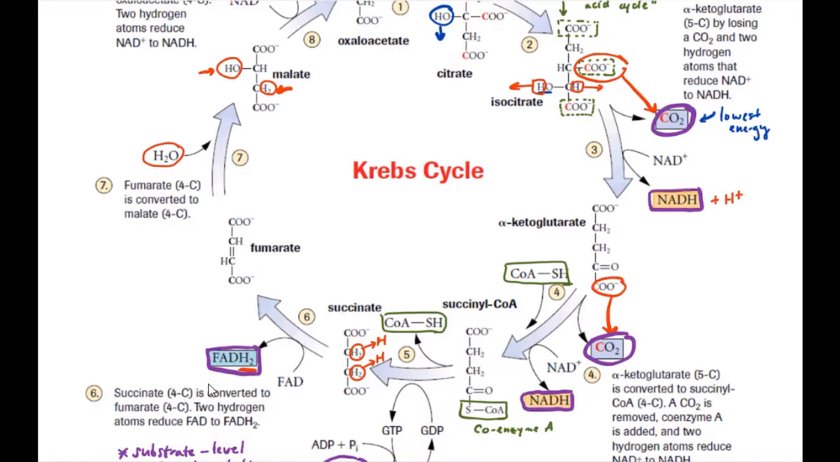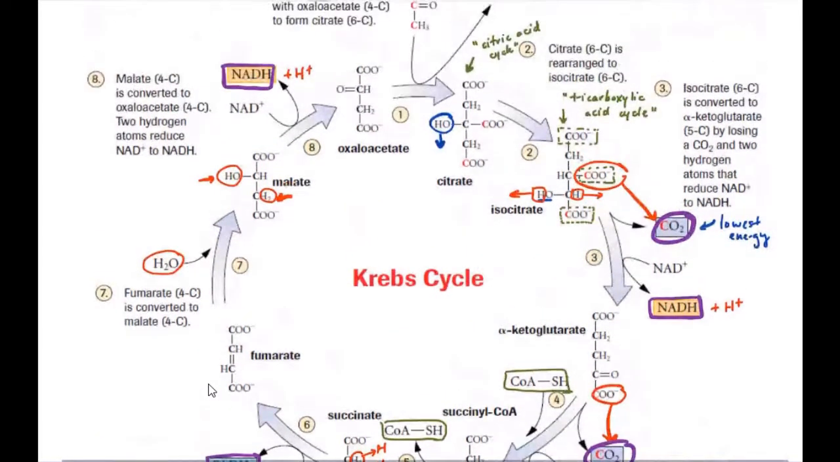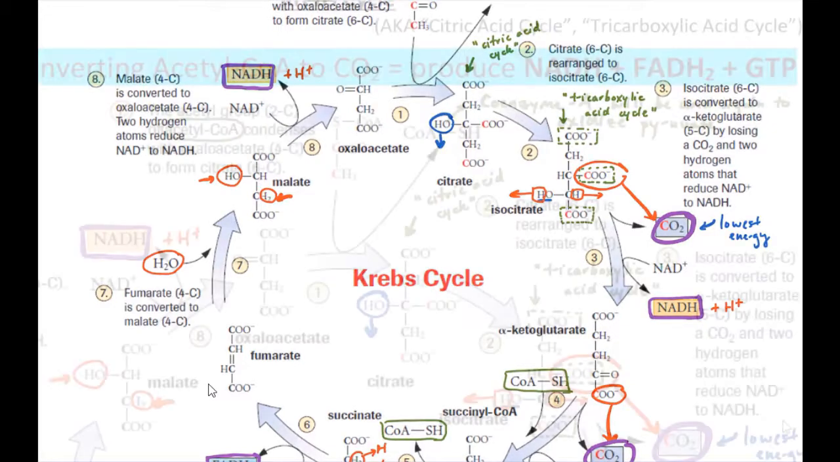And then finally, one more time right up at the top, between malate and oxaloacetate in step 8, you can see we can steal one more time. We have just enough energy to steal those electrons before we reboot the cycle.